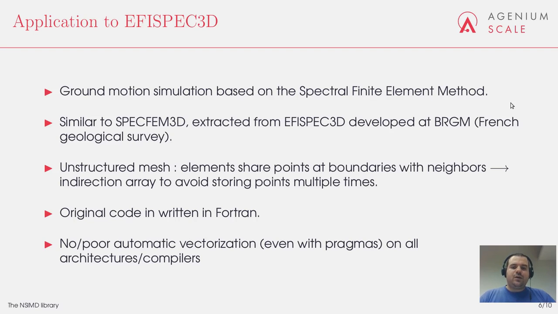Its original code was written in Fortran, and no compiler is able to auto-vectorize the code well. This is due to the fact that the code uses an unstructured mesh. Therefore, you have a lot of memory indirection before getting your data for doing computation.